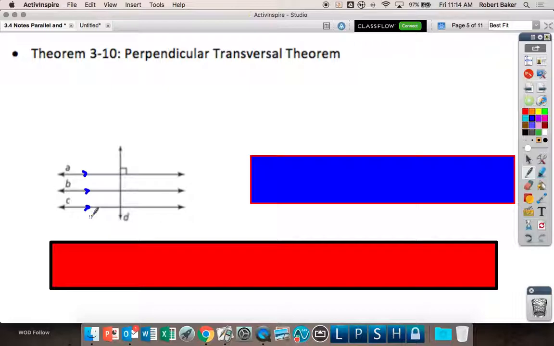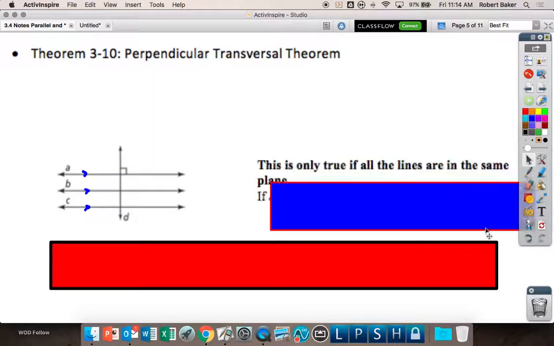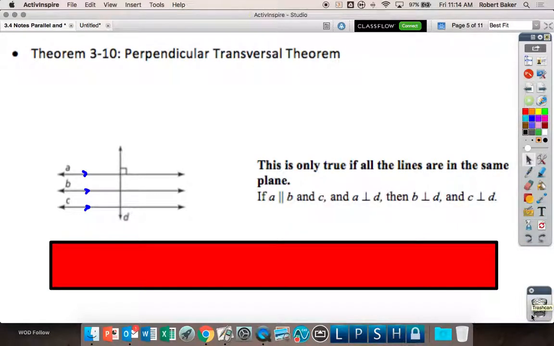So speaking wise, again, all lines must be in the same plane. If A is parallel to B and C, and A and D are perpendicular, then B is perpendicular to D, and C is perpendicular to D. Holy alphabet.